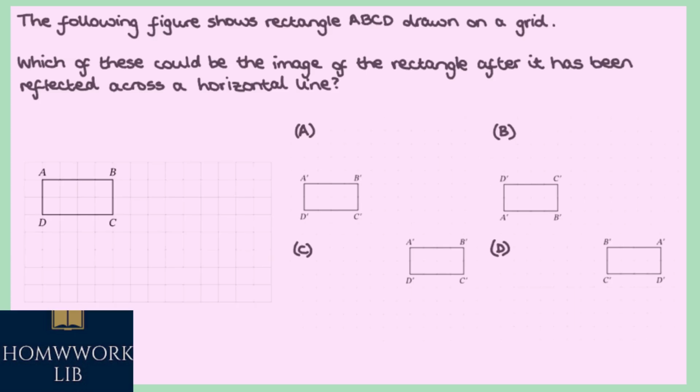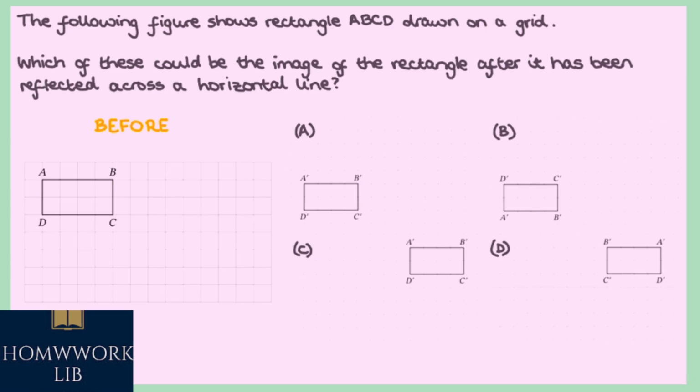The following figure shows rectangle ABCD drawn on a grid. Which of these could be the image of the rectangle after it has been reflected across a horizontal line? The image on the left of the screen shows the rectangle before it is reflected across a horizontal line, and we're asked to determine which of the four options A, B, C or D could be its image after reflection.